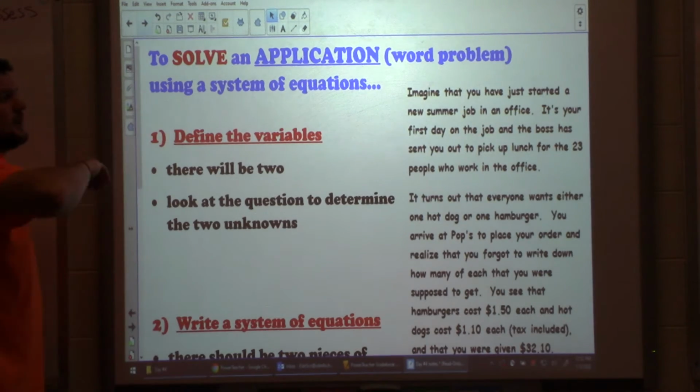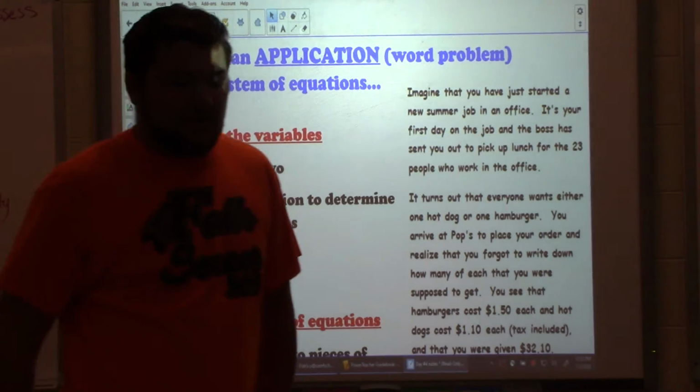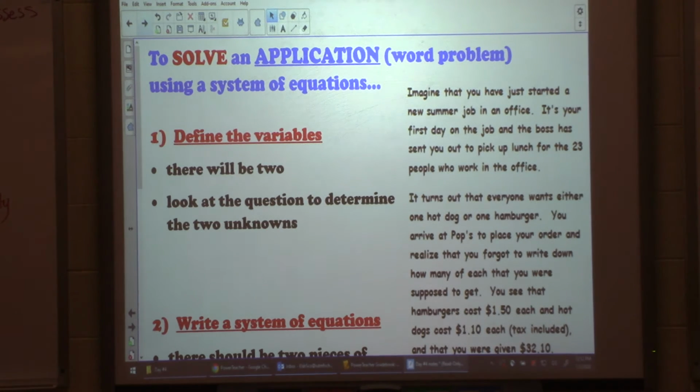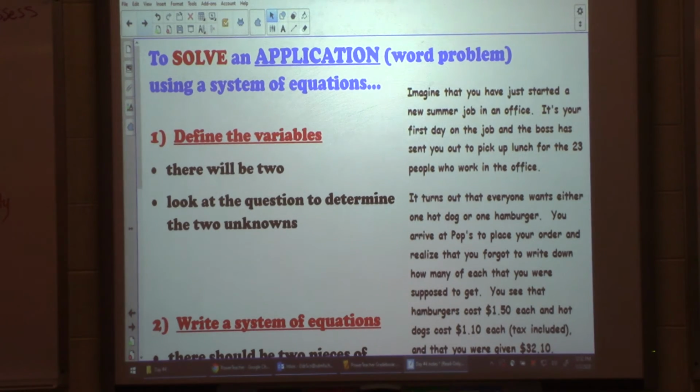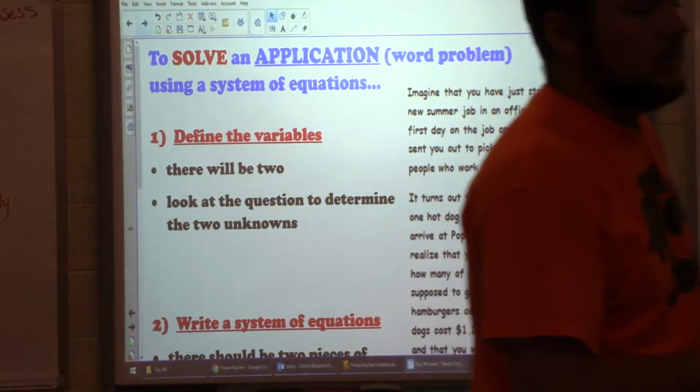So, we've talked about how we solve all sorts of different things. We talked about solving by substitution, by graphing, by equivalent forms, by combination elimination. Today we're talking about word problems, application problems. To solve an application or word problem using a system of equations, first of all, we're going to define our variables. What is x going to be? What is y going to be? Do you have to use x and y? No. I will use x and y 99% of the time just because I like to. But you do not have to use those two variables. As long as you define what your variables are, I don't care which ones you use.